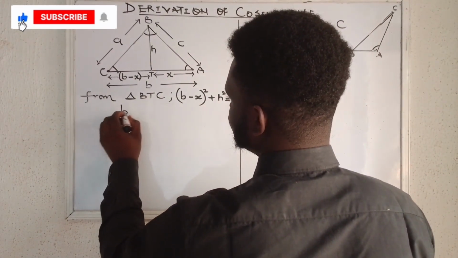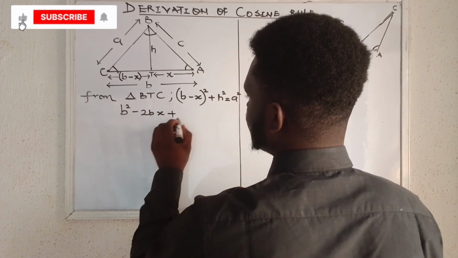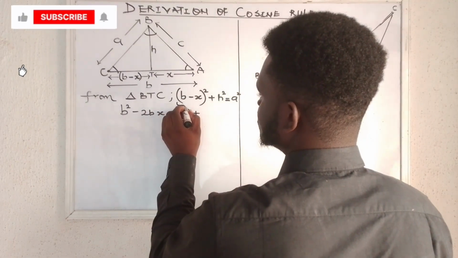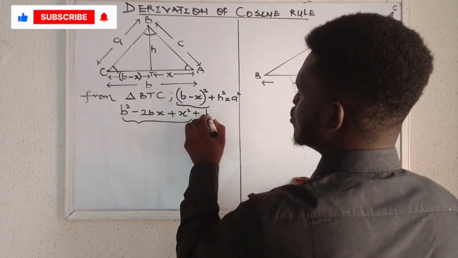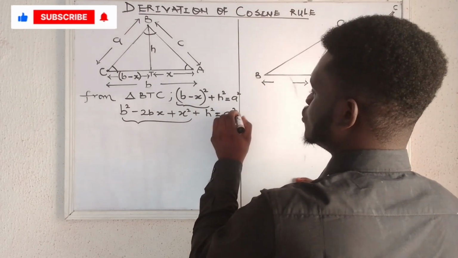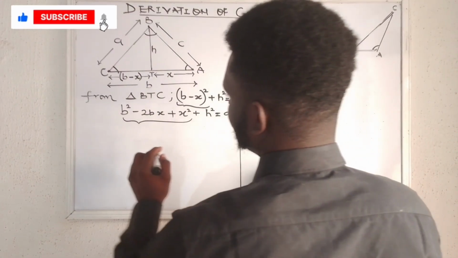If you are expanding that, you are going to get b squared minus 2bx plus x squared. We've expanded it to become like this. Then plus h square equals a square. That is it. Now, once you've noted this, let's keep this one to heart first.